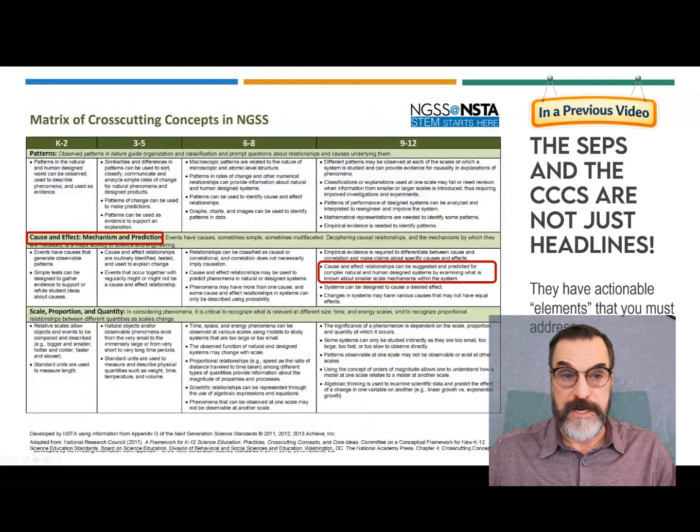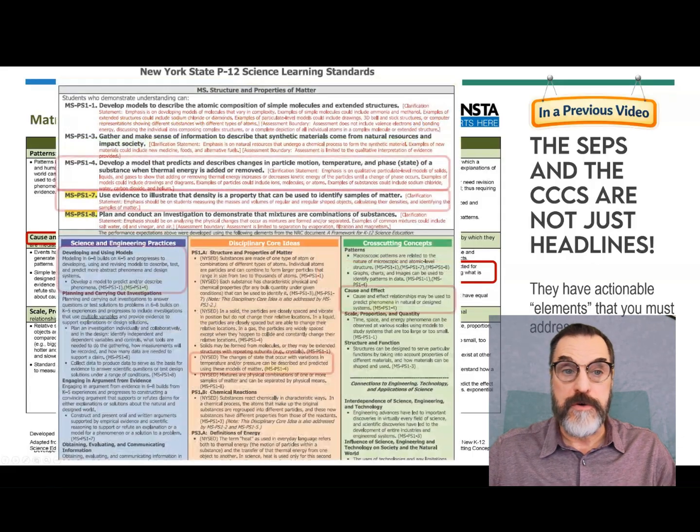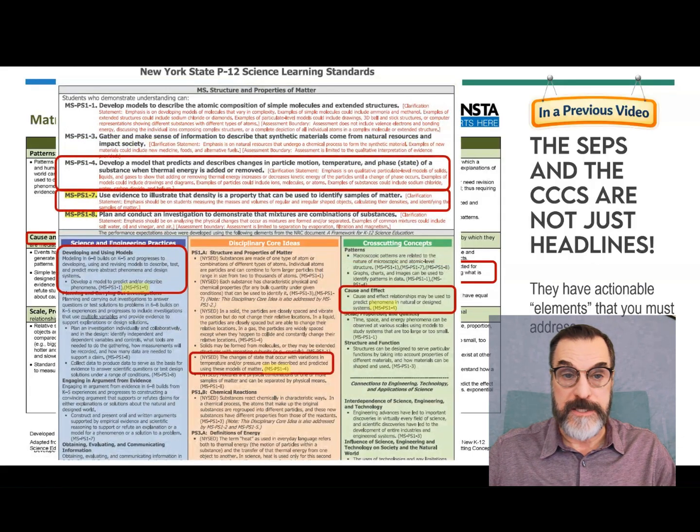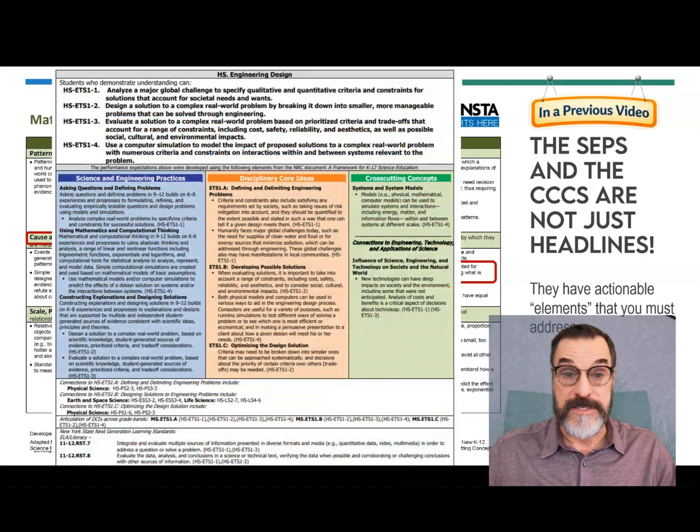The same is true for the cross-cutting concepts. Take cause and effect. At upper grade bands, cause and effect relationships can be suggested or predicted for complex natural or human designed systems by examining what is known as smaller scale mechanisms. Also remember the structure of the standards with the performance expectations and the 3 dimensions. The tricolored boxes at the end of each element are coded back to the performance expectation. And also remember the engineering, technology, and society standards, also referred to as ETS. They can be found at the end of each grade band standards, and these standards are explicitly assessed, as you can see in the test map, which we're about to discuss next.